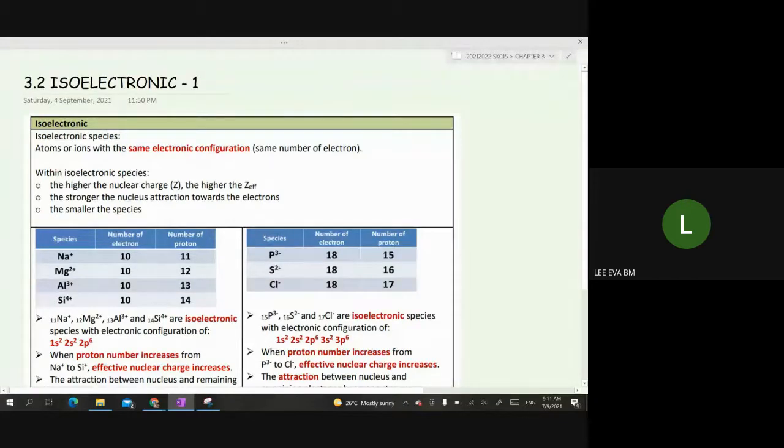But first of all, anyone want to tell me what it means by iso? You learned about bio, right? What it means by iso? Same. Okay, iso, it has the meaning same. Electronic, you learn about electronic configurations. That means this species, when we talk about isoelectronic species, they must have same electronic configuration. So when you have same electronic configurations, of course, the number of electrons also the same. So either same number of electrons or same electronic configurations, both refer to isoelectronic.